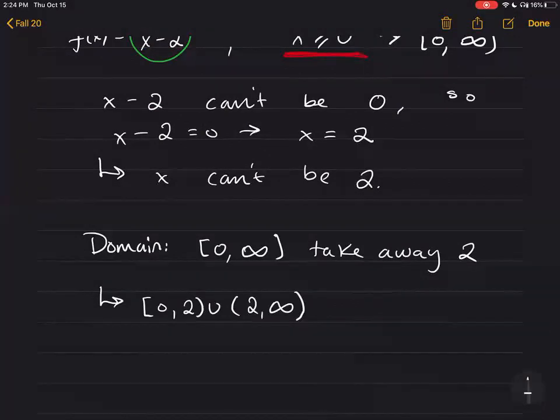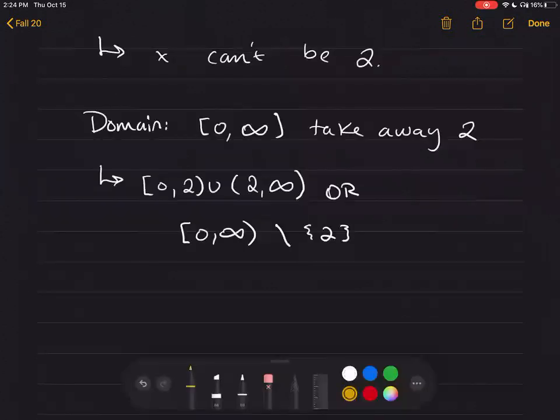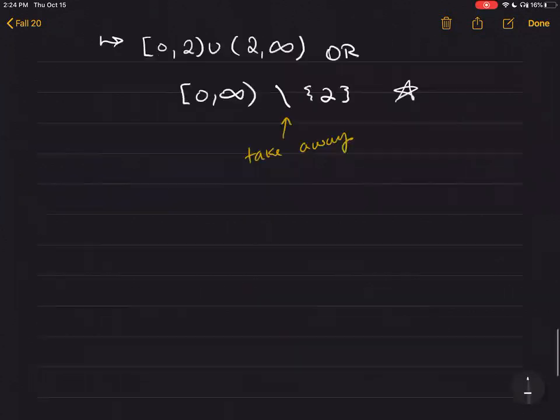There's actually another way you could write this. We could write 0 to infinity, and then backslash the point 2. This backslash just means take away. So you're welcome to use this kind of notation right here in your homework if you wish. Okay, that was the first case. Let's look at the second case now.